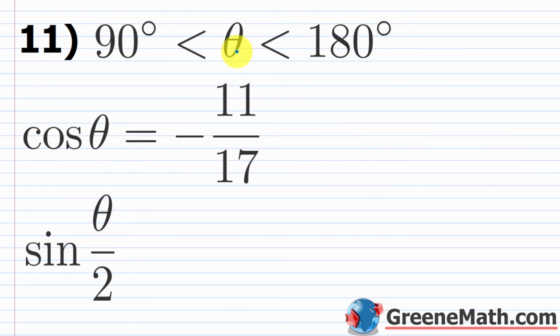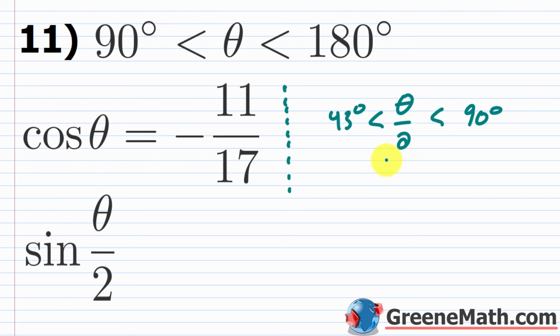So here we're given that theta is greater than 90 degrees and less than 180 degrees. So theta is in quadrant 2. Now we're given that cosine of theta is negative 11 over 17. And that makes sense because cosine values are negative in quadrant 2. But in terms of theta over 2, we're trying to find the sine of theta over 2. So that would be where? So theta over 2 is greater than 90 degrees divided by 2, which is 45 degrees, and less than 180 degrees divided by 2, which is 90 degrees. So theta over 2 is in quadrant 1, whereas theta is in quadrant 2. So keep that in mind.